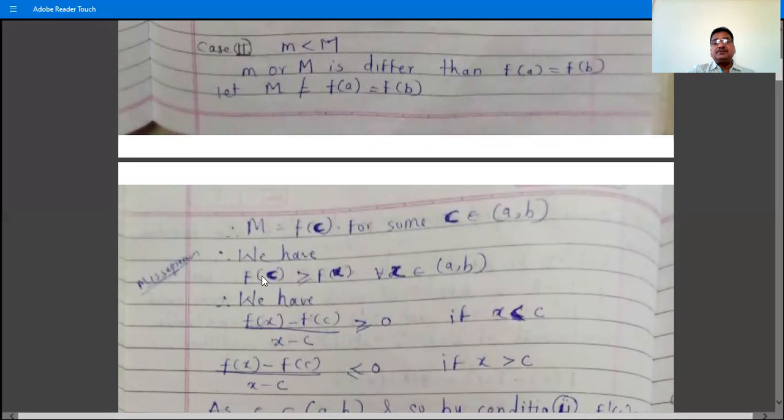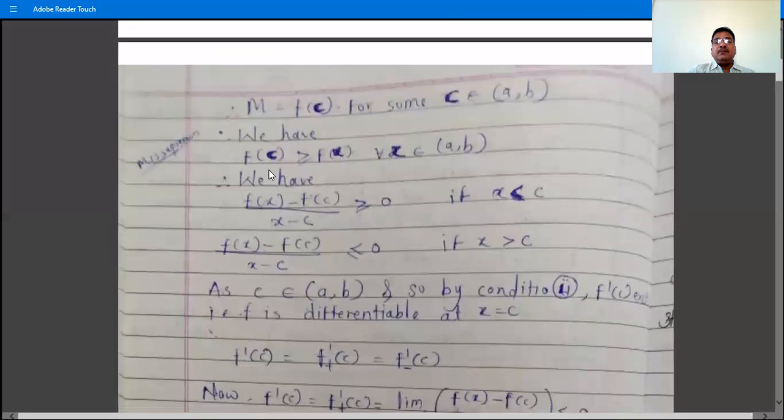That is, this f of c, the image of c under f, is larger than or equal to all the images under the function f. So f of c is greater than or equal to f of x for all x belonging to the open interval (a, b). And therefore, because M is the supremum, f of c is the supremum, and the supremum is always larger than all the remaining elements in that set. Okay, and therefore f of x minus f of c divided by x minus c is greater than or equal to 0. So f of c is larger than f of x.